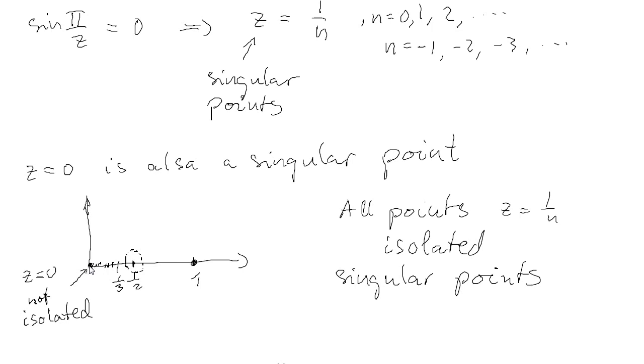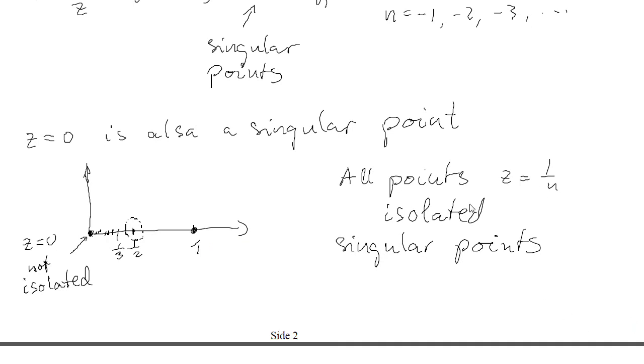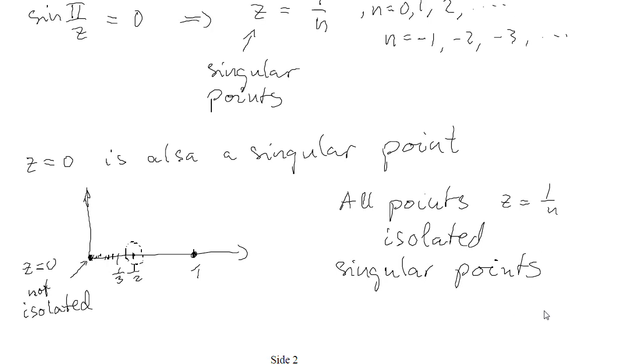Except the case when z is equal to 0. Because what's happening then? This cannot be an isolated singular point, because the function is not analytic there, but any circle with center at z equal to 0 will contain infinitely many isolated singular points. So therefore z equal to 0 is not an isolated singular point. Okay. All others for n larger than 0 or less than 0 are isolated singular points.